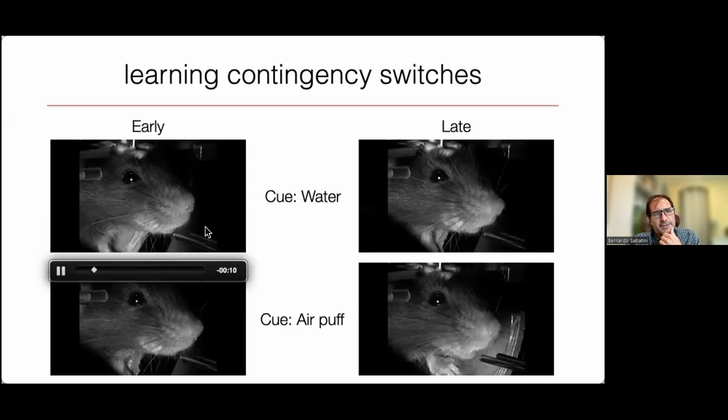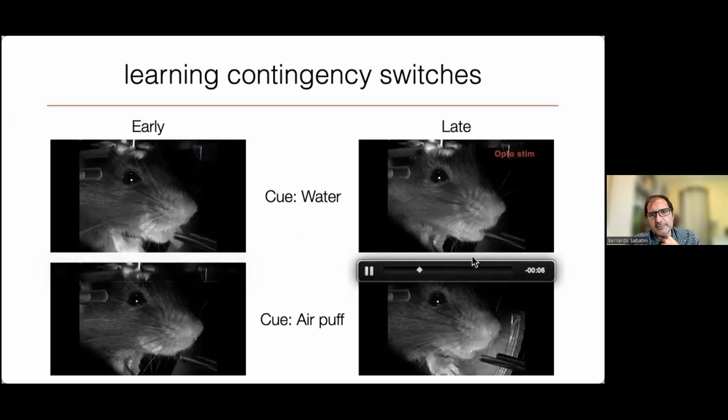So here you can see an animal that's trying to lick. Here comes the optogenetic stimulation, and then it only licks when the water reward comes out. It doesn't have any anticipation. Here you can see late trial, and again, the animal's waiting. Okay, and you see the optogenetic stimulation come on. It started licking immediately, and that's because it's already learned the association that water is available.